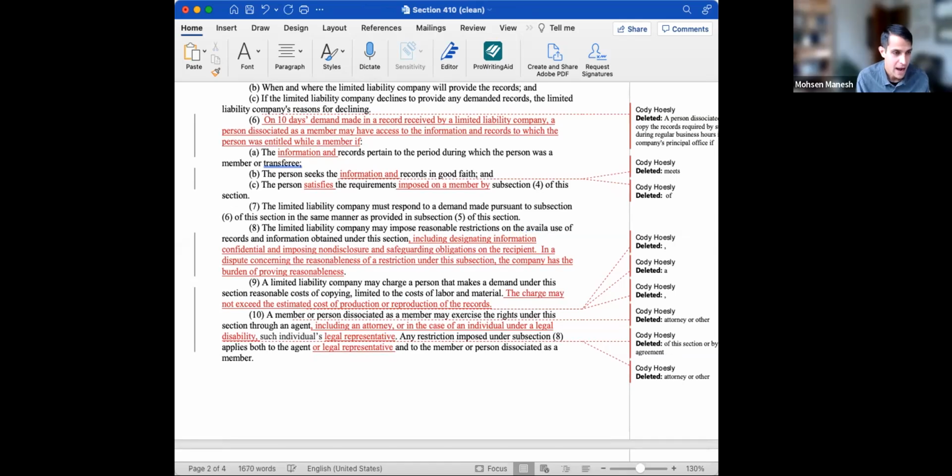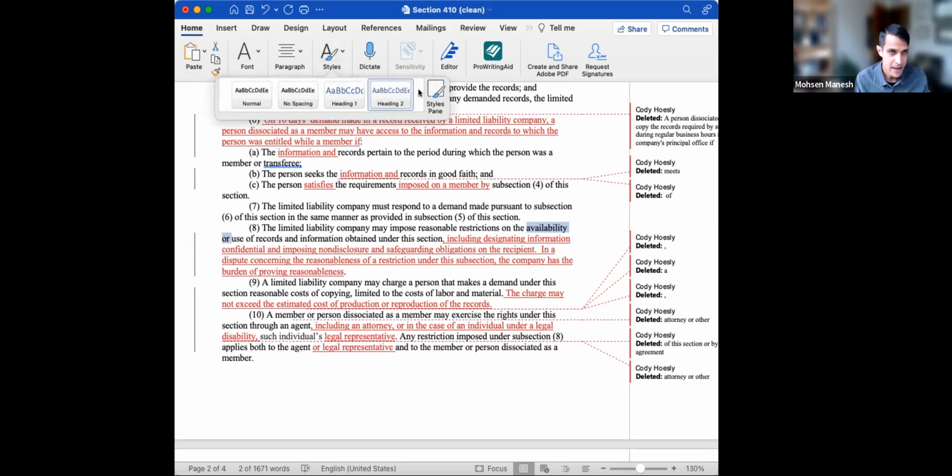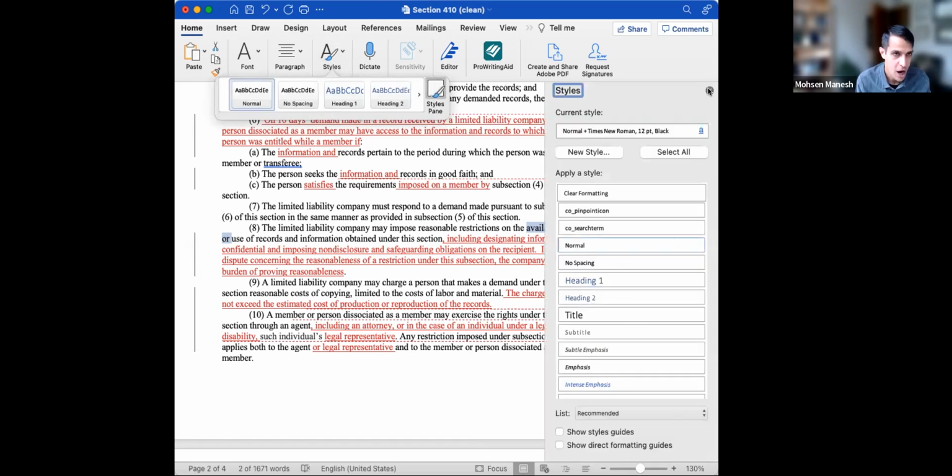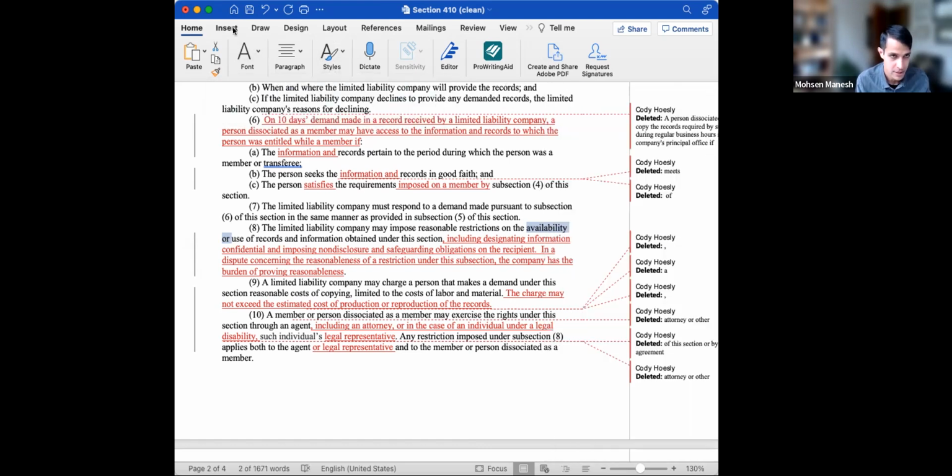Okay, so I want to make a broader point here, which is what subsection 8 deals with. This language comes from the ROLCA language, and Cody and I had this back and forth about this being redundant. I take that back. It's not redundant. This is doing something different. What this language says is the LLC may, without any kind of language in the operating agreement, do this thing.